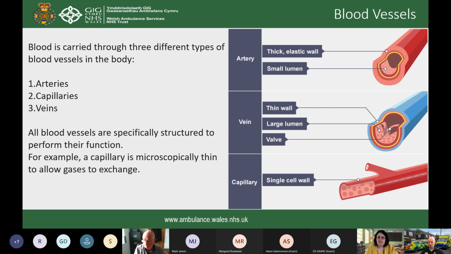What else have we got? Red blood cells, yeah, good. So red blood cells, as we know, transport all the oxygen. And then I think finally we got the last one, did we?